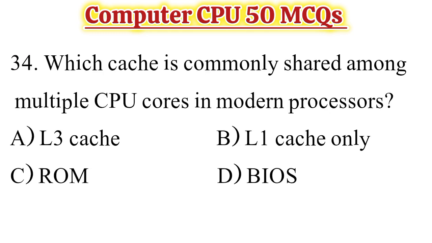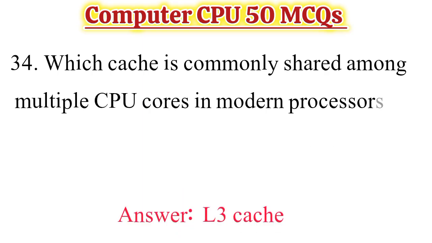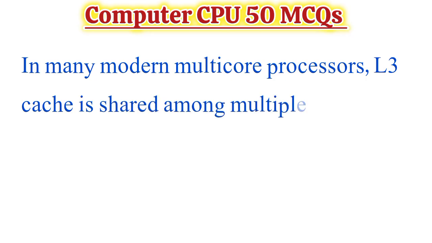34. Which cache is commonly shared among multiple CPU cores in modern processors? A. L3 cache. B. L1 cache only. C. ROM. D. BIOS. Answer: L3 cache. In many modern multi-core processors, L3 cache is shared among multiple CPU cores.